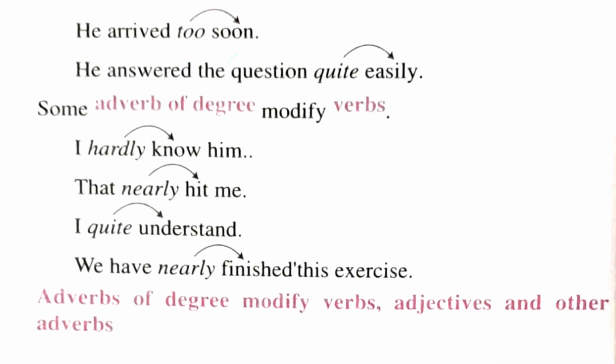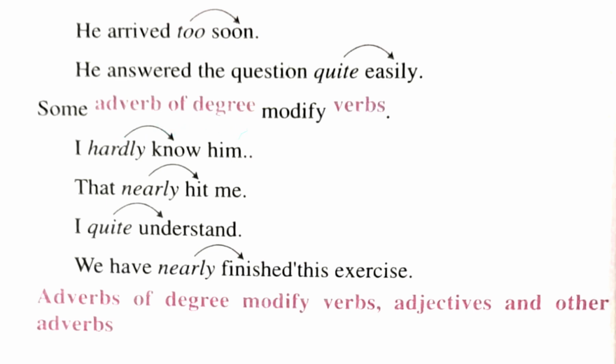He arrived too soon. He answered the question quite easily. In this place, same thing is happening. Here too is modifying the word soon, and here quite is modifying the word easily. Easily and soon are adverbs.